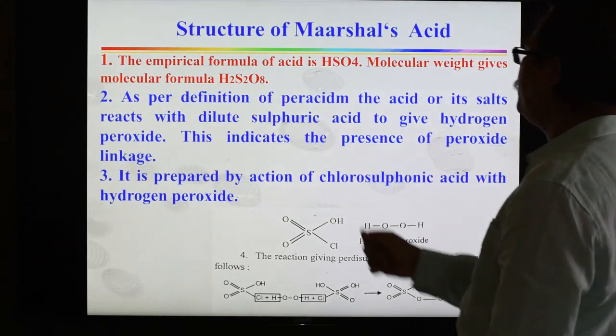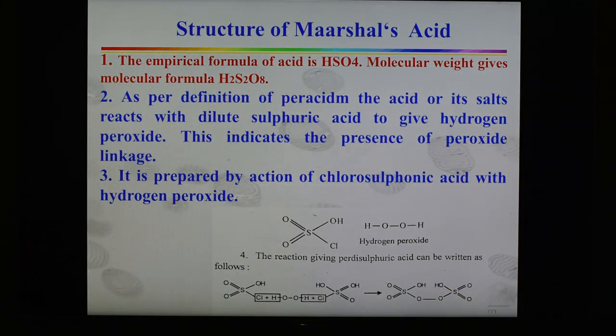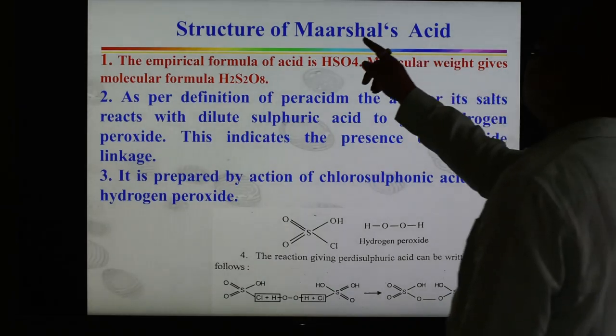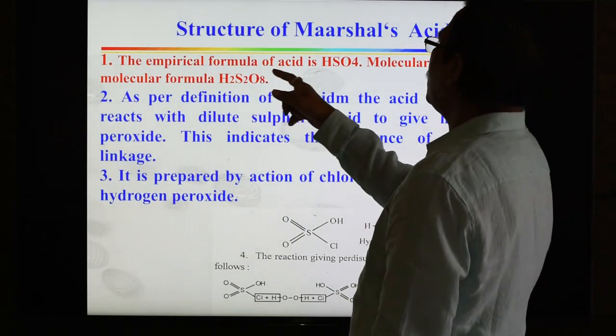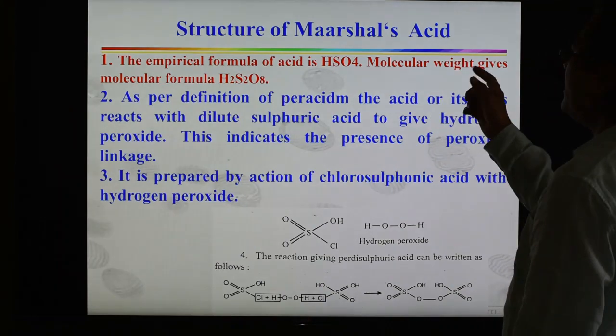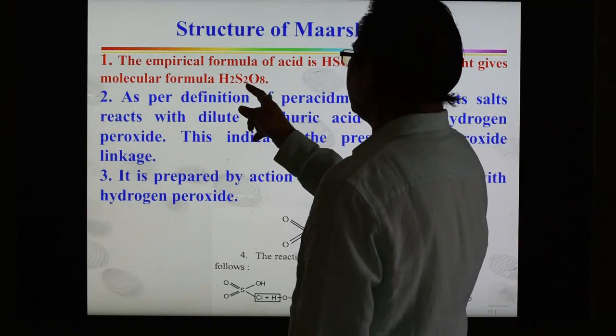Now, as per the definition of per acids, the acid or its salt reacts with dilute sulfuric acid to give hydrogen peroxide. This is the structure of this compound, and the structure shows four different points. First, the structure of Marshall's acid: the empirical formula of the acid is HSO4, and the molecular weight gives the molecular formula H2S2O8.